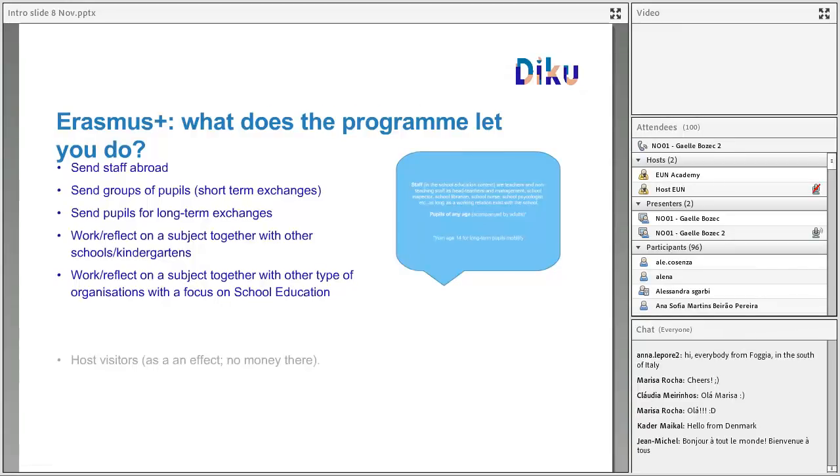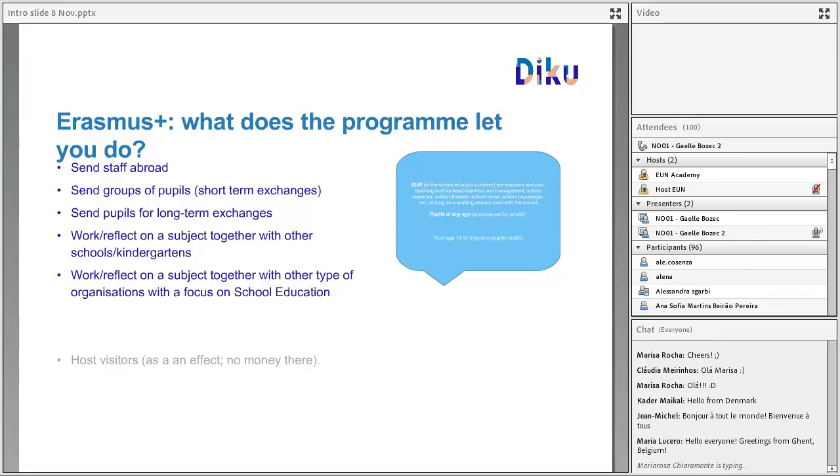But what does the program let you do? The program lets you get money, and that's quite important. With that money, you can send staff abroad for a duration from 2 days to 1 year. You can send groups of pupils abroad. You can send pupils individually abroad for long terms, like a school year in another country.